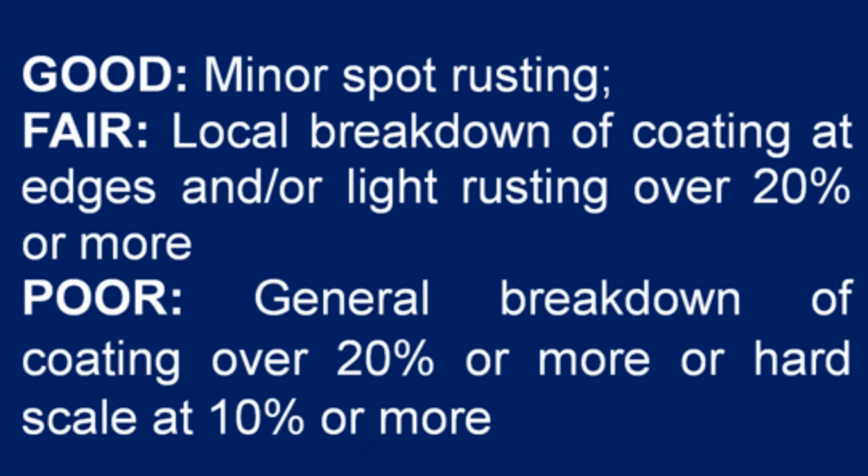Fair. Fair means near the edges or sometimes where the welding is done, you might have breakdown of coating, or there is light rusting over 20% or more area of the plate. The word used is light rusting, but the condition is not as bad as poor. Now, poor condition means breakdown of coating over 20% or more, or thick scales found in 10% or more of the area under consideration. That would be considered as poor condition.